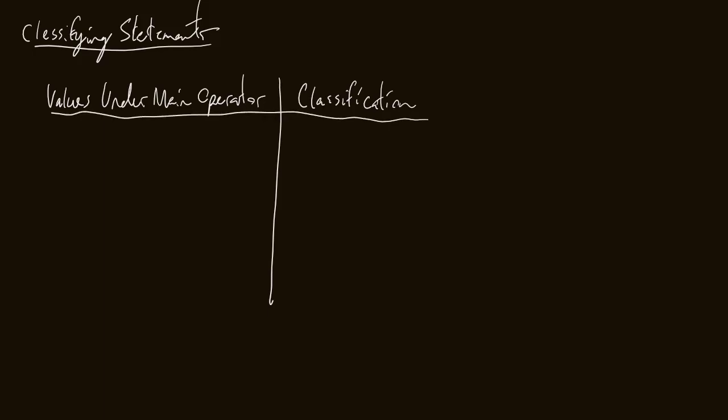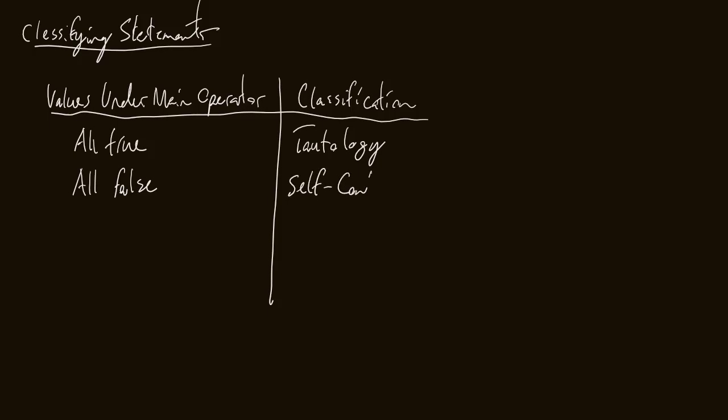So if the values under the main operator are all true, this is why it's important to be able to identify the main operator, then we say that that statement is a tautology, or logically true. Next, if the values under the main operator are all false, then we say that that statement is self-contradictory, or logically false. I think that kind of makes sense, at least the name. If it's all false, then the statement always contradicts itself. It will always be false.